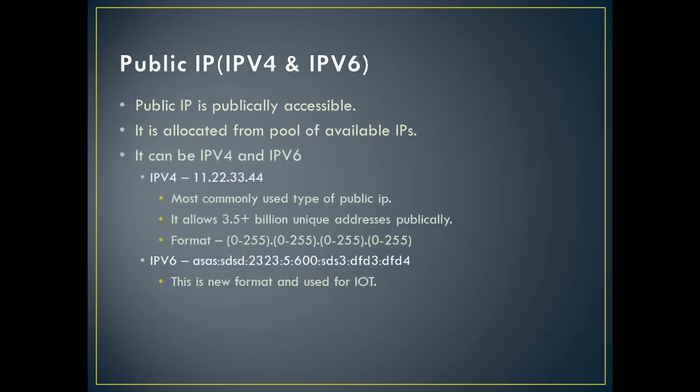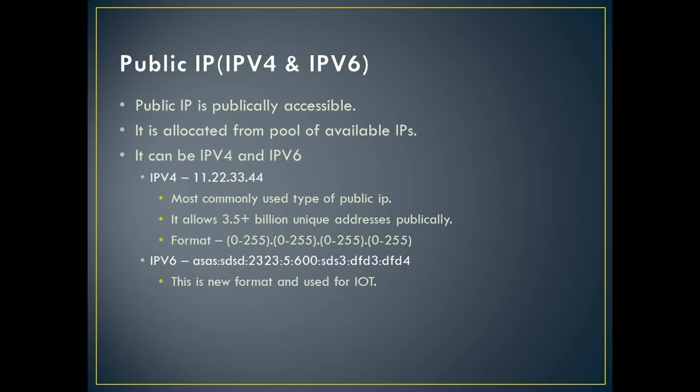Again, public IP can be IPv4 and IPv6. If I talk about the formats, then for IPv4, we all know we have a pattern like 11.22.33.44. The most commonly used type of public IP is IPv4. It allows approximately 3.5 plus billion unique addresses publicly, and the range can vary from 0 to 255 for each segment.